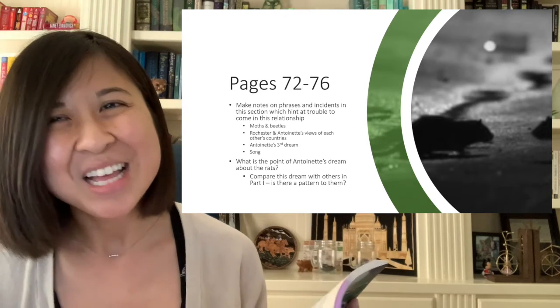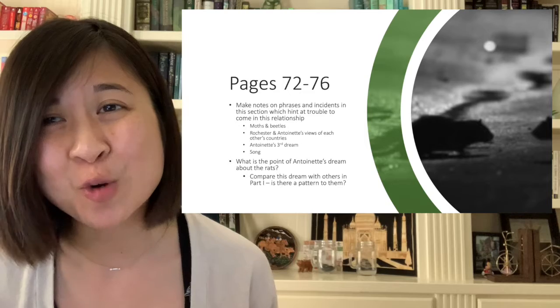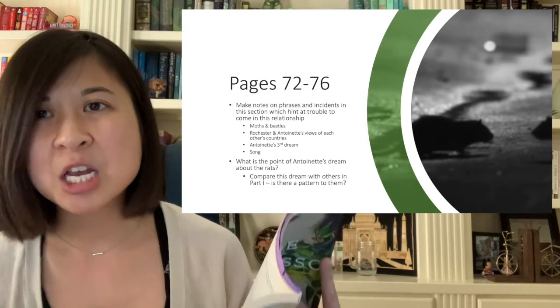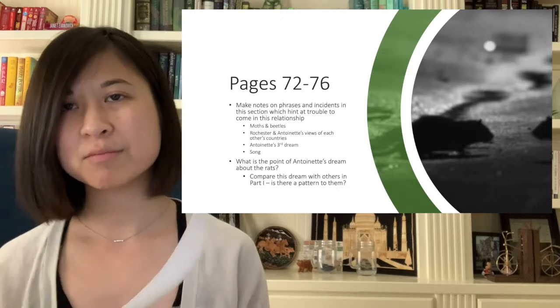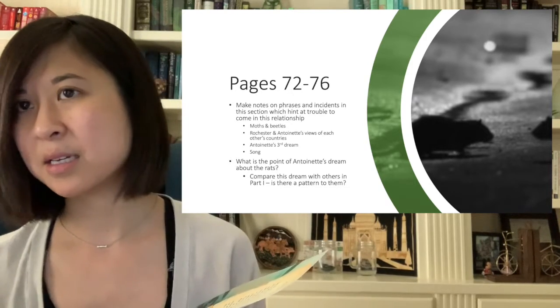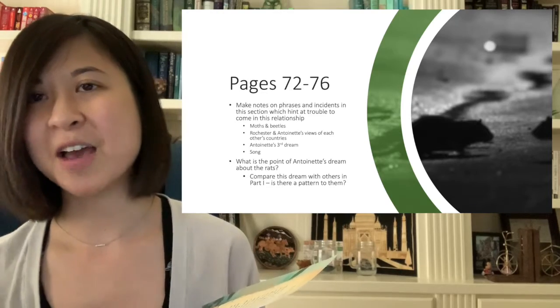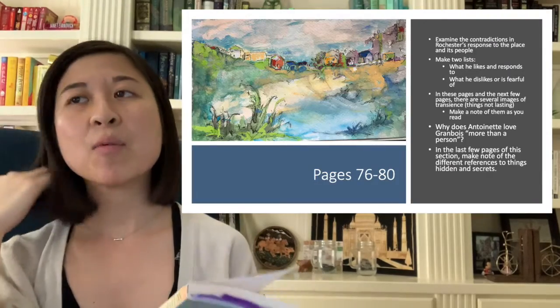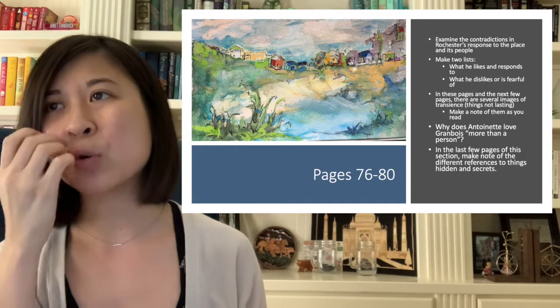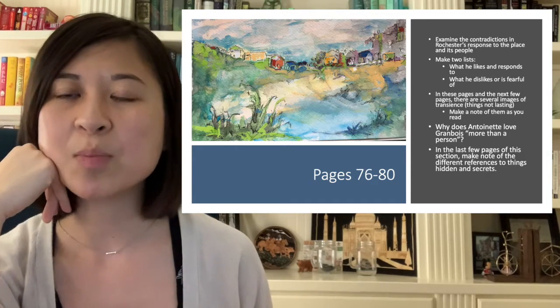That's a very interesting song choice to sing to your wife, right? So again, consider the symbolism, the representation there, all of that, okay? I have two more slides after this, but I want you to consider the contradictions in 76 through 80, or just in general of Rochester's response to the place and his people.